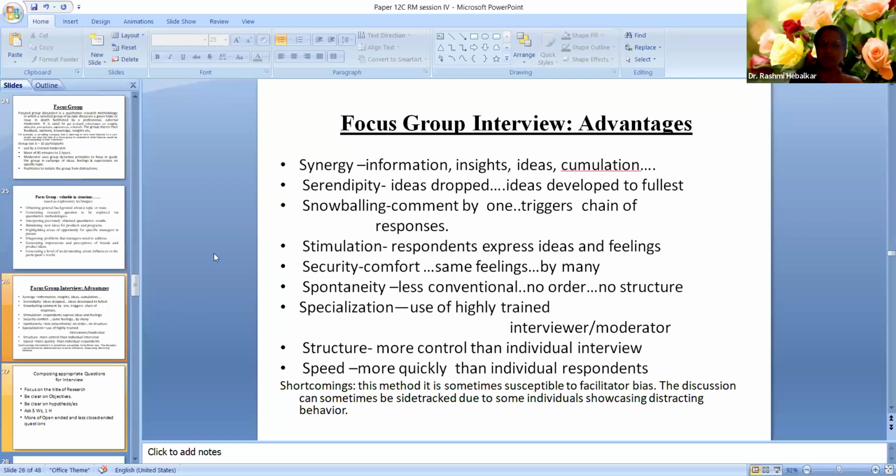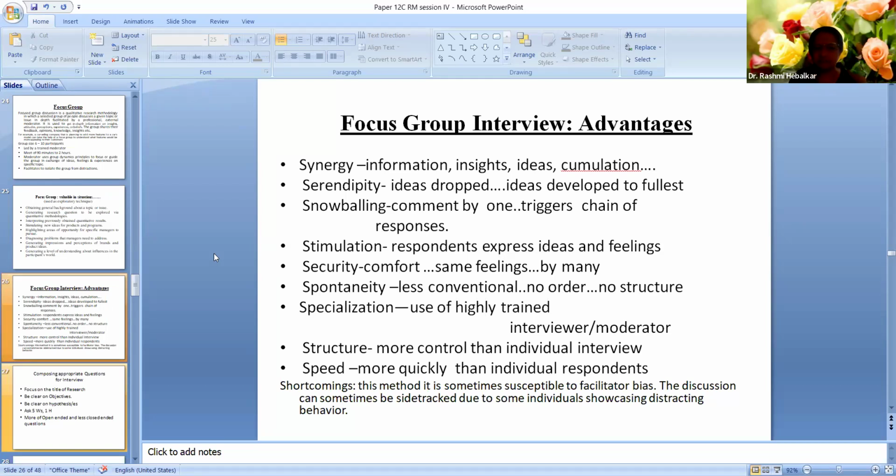Advantages. Focus group synergy is established. Synergy means 1 + 1 is equal to 11. So if there are 5 people, you don't get 5 insights. You get 11 insights, 20 insights, 100 insights. So synergy, accumulation is there. Serendipity: some ideas are dropped, some ideas are developed. You never know how the interview will take shape and go ahead. You as an interviewer need to be expert. You need to study. You need to invest time.